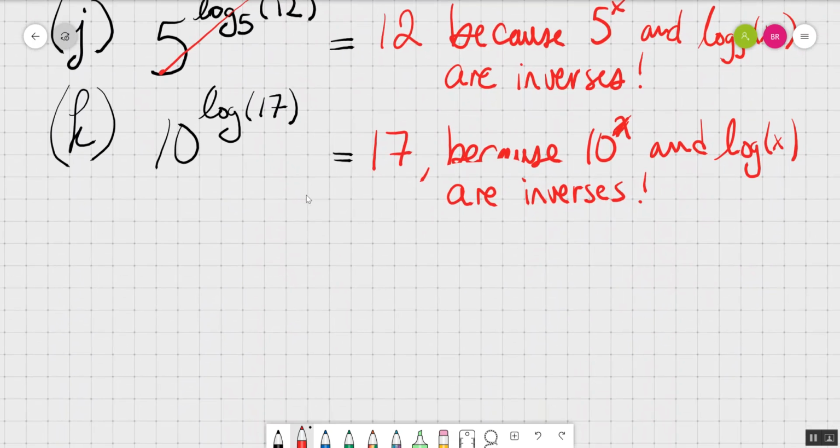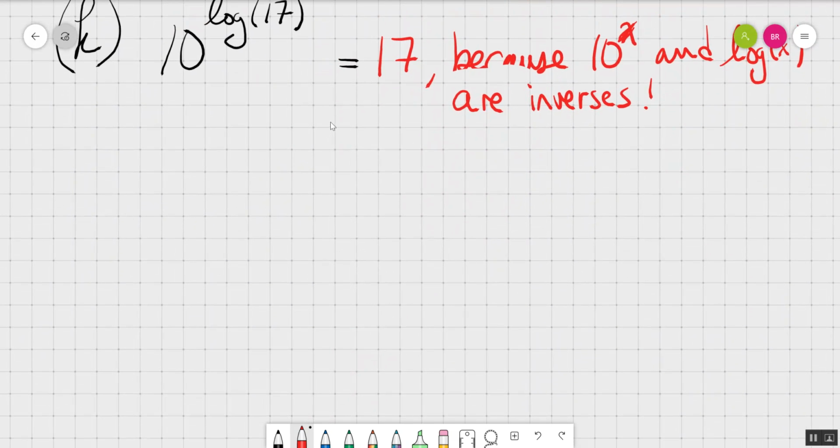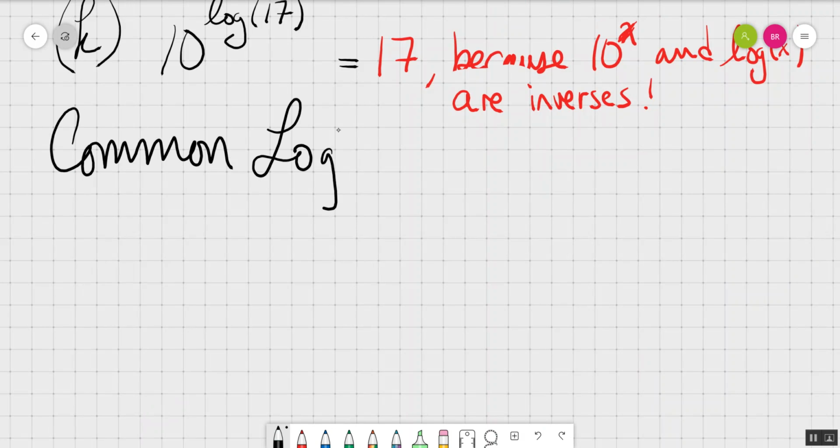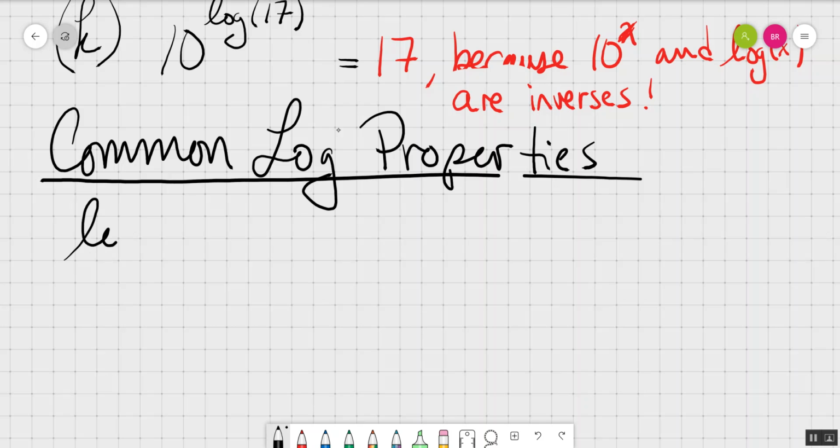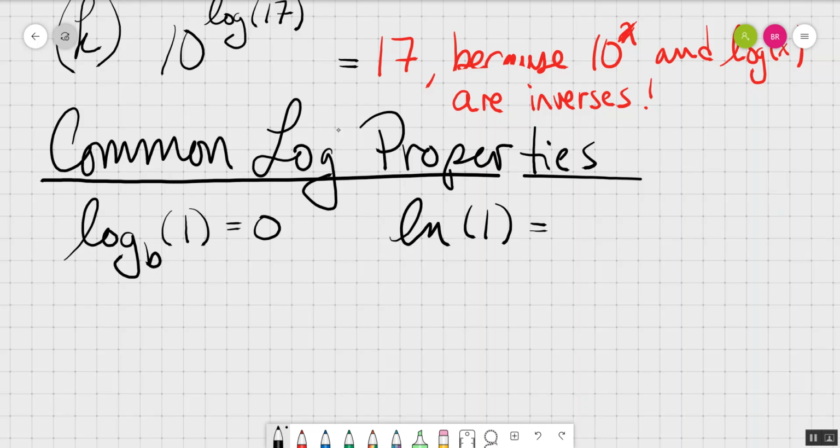Okay, so we've done a bunch of stuff. I want to make a little summary of all the common stuff we've seen so far. So we're going to call these common log properties. So what I've noticed so far is if I take the log of any base of 1, I get 0. That's one we already observed. Same thing for natural log. So don't think that one's special.